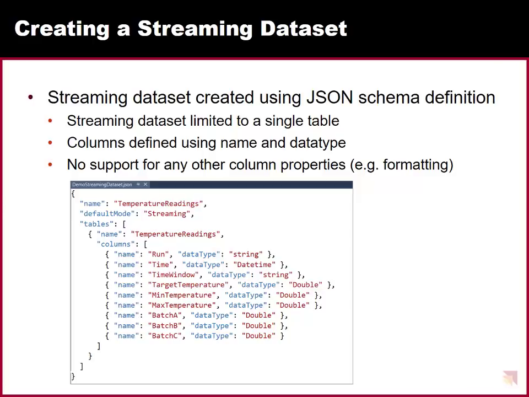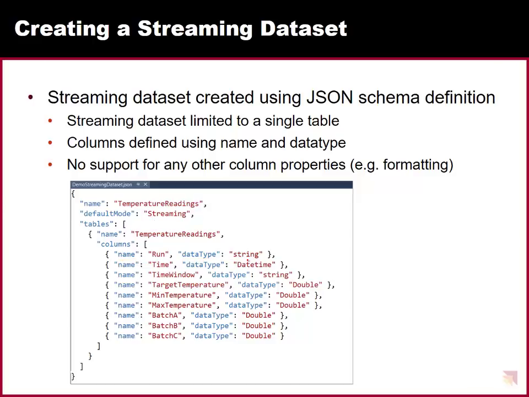So note that there is a default mode. And the idea of the default mode is we either set it to streaming, to push, or push streaming. So here we're basically saying I want to create a streaming data set. Now, you have tables, and remember with a streaming data set you can only add one table, and it's named temperature readings. And so also note that we have individual columns and we have individual data types.